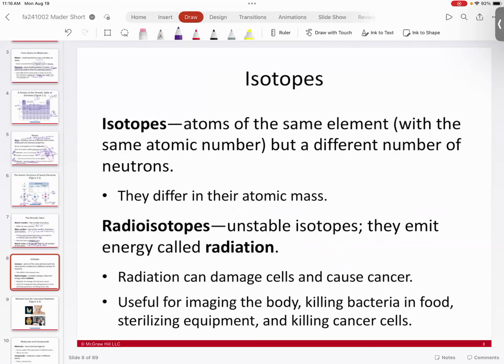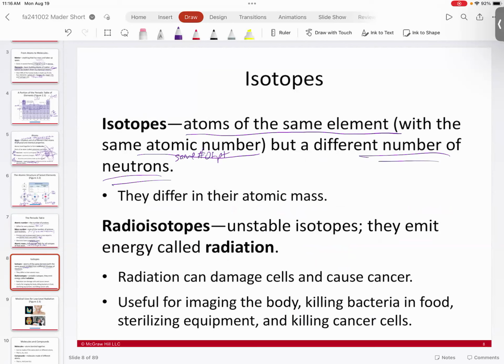So let's take a look at the idea of isotopes. An isotope is basically a situation where you have atoms of the same element. That means they have the same atomic number, the same number of protons, but they have a different number of neutrons. And so because of that, they differ in their atomic mass.